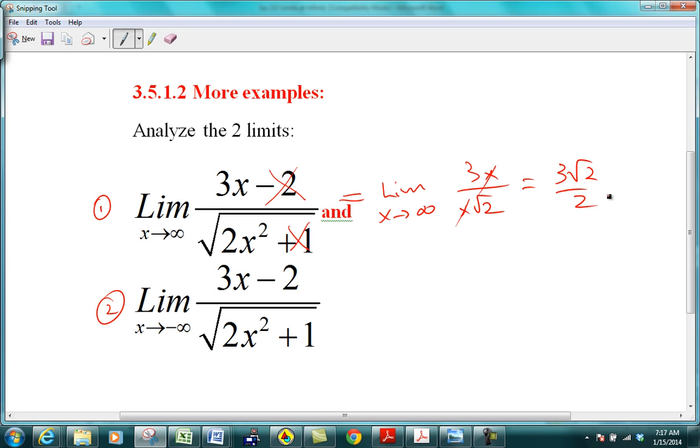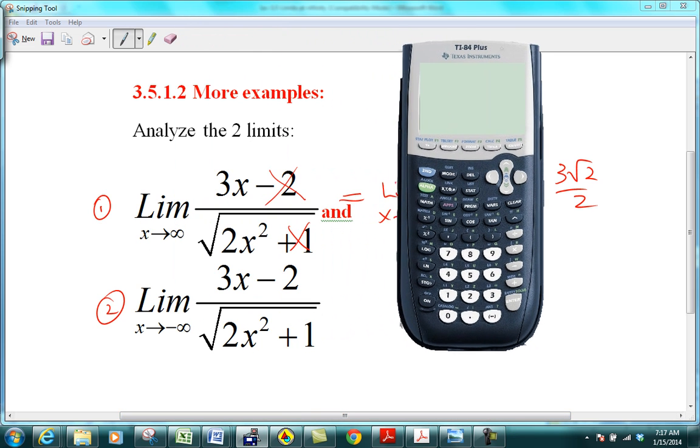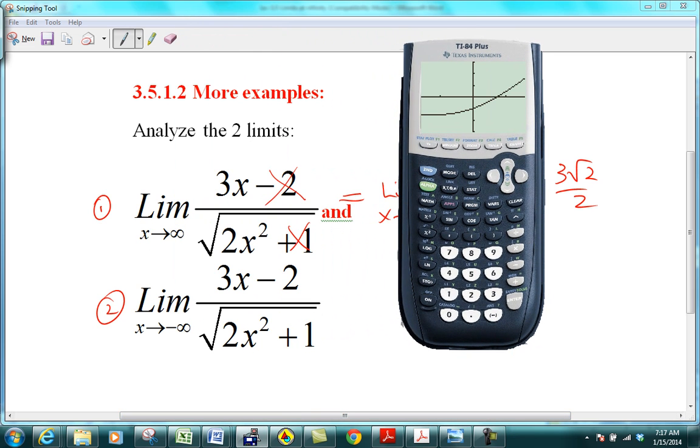And you can verify this using your graphing calculator. If I bring my calculator up and put in the equation, I get 3x minus 2 divided by the square root of 2x squared plus 1. And if I graph that, I guess I need to change the window.